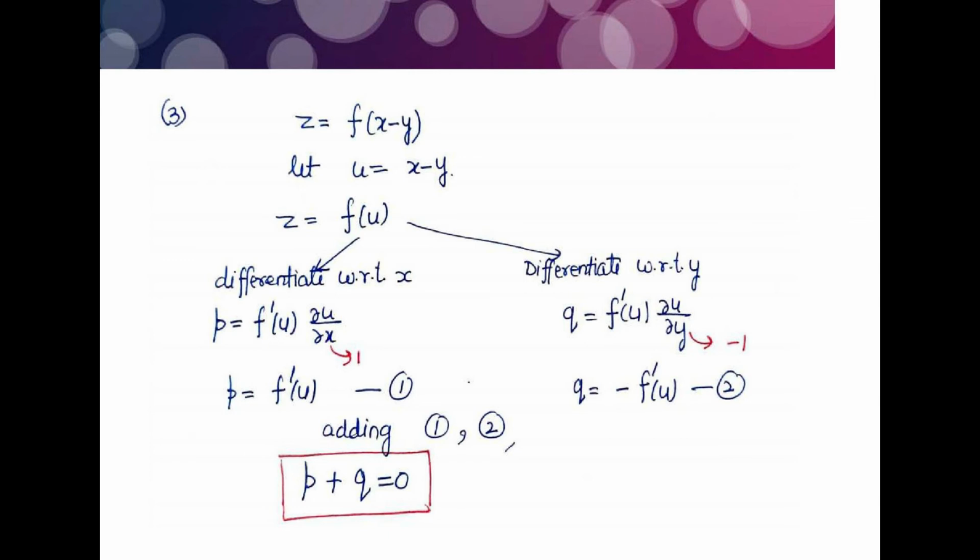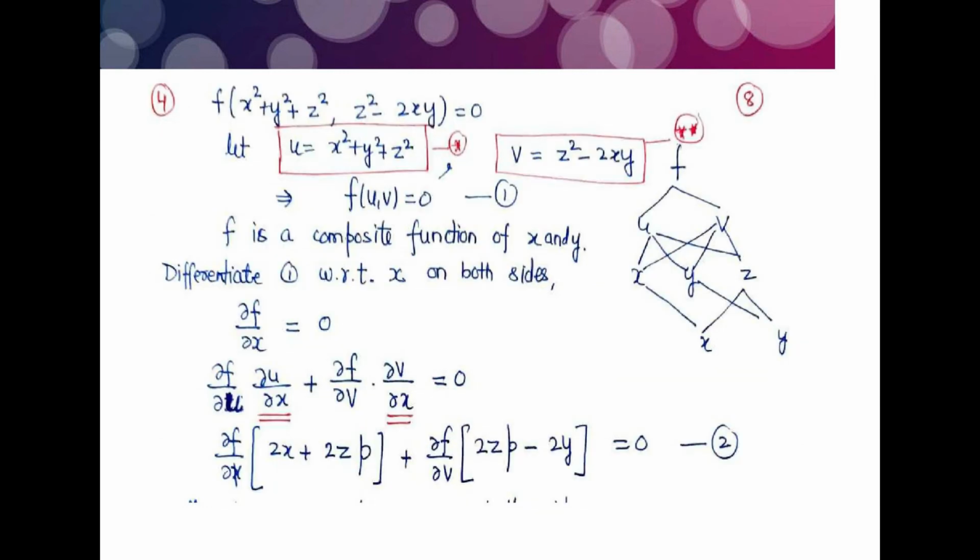Now again we start with z equal to f of u. Differentiate with respect to y. We have q equal to f dash u, the derivative of u with respect to y. And the derivative of u with respect to y is minus 1. We have finally equation number 2. From equation number 1 and 2, we just add them and we can eliminate f dash u, and finally we have the partial differential equation p plus q equal to 0.